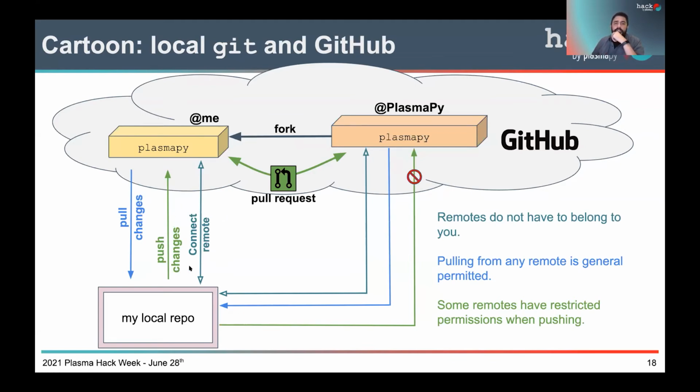Now, you're not restricted to just connecting a remote to your own fork in this case. You can actually connect remotes to other repos as well. So I can make a connection back up to the Plasma Pi repo as well. And in this case, you can generally pull changes from there as well. But a lot of repos out there have restrictions on who can write to them. So while you can pull changes from Plasma Pi locally, you generally can't push up. You can only push up to your own account.